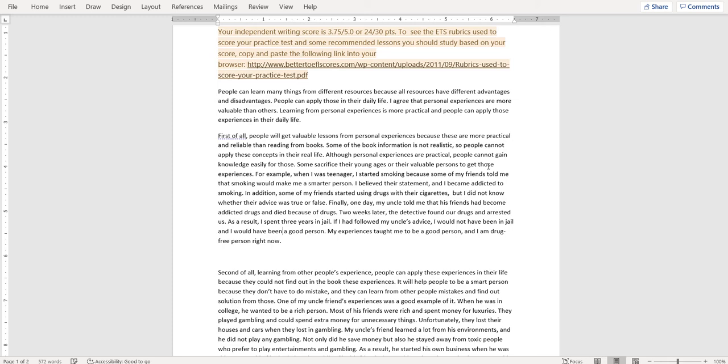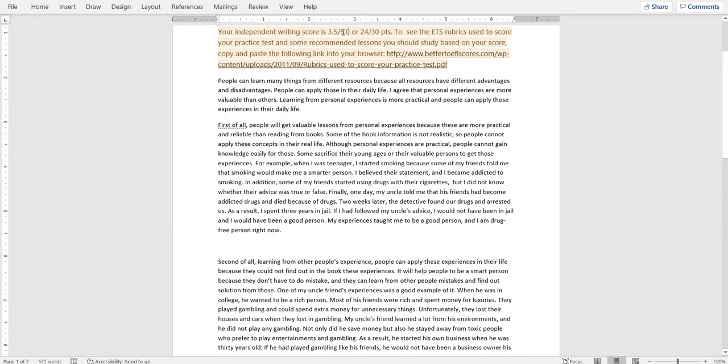Yeah, the more I read it, the more corrections I'm making. I got to lower your score here. I'm going to go down to 22 here. I'm only in one paragraph and I made all these changes. As a result, I spent 3 years in jail. If I had followed my uncle's advice, I would not have been in jail, and I would have been a good person. So in this case, we're using the past perfect tense to talk about a past impossible condition.